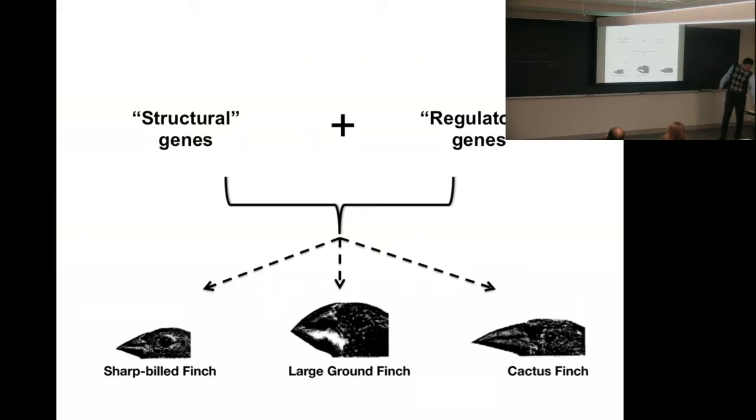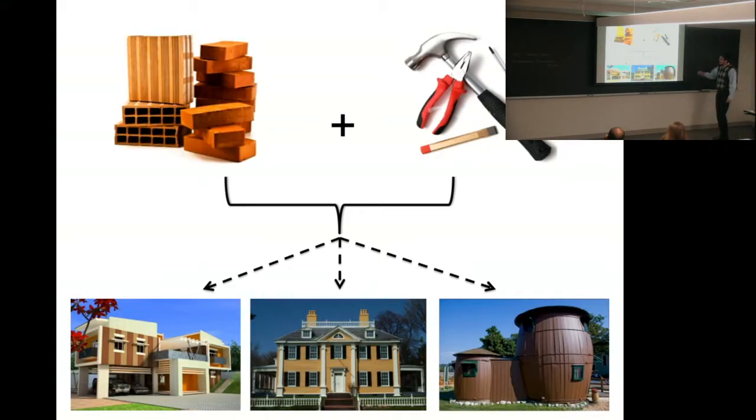The best analogy I could find is architecture. When you use the same building materials, such as wood and bricks and cement, and the same tools, yet you produce very different looking buildings. Of course, it's the when and where and how you use these tools, the blueprint, that explains this diversity, and that's precisely what we're looking for. It's really how we use developmental genes, regulatory genes, that explains this diversity.